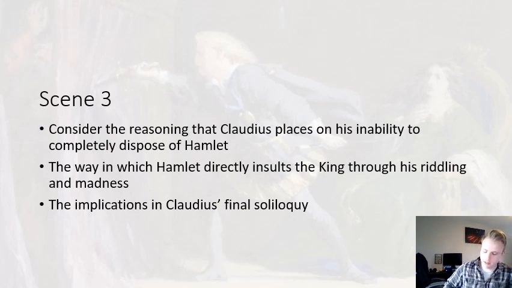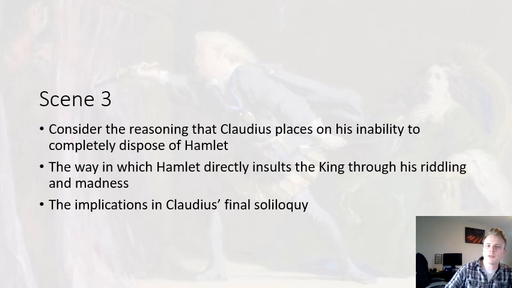And again, you get the line that I referenced last week for those of you who weren't self-isolating. "In heaven, send thither to see. If your messenger find him not there, seek him in the other place yourself."